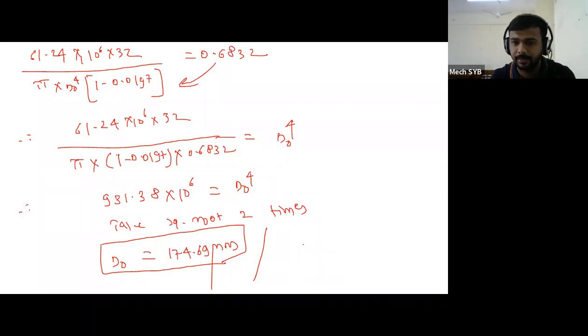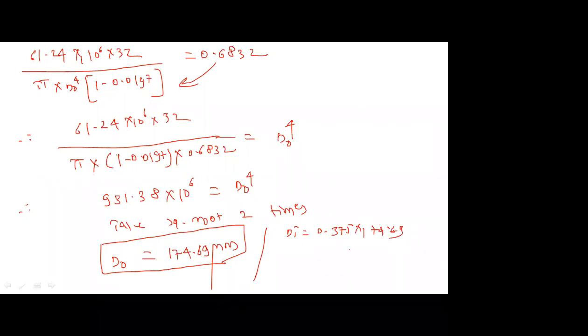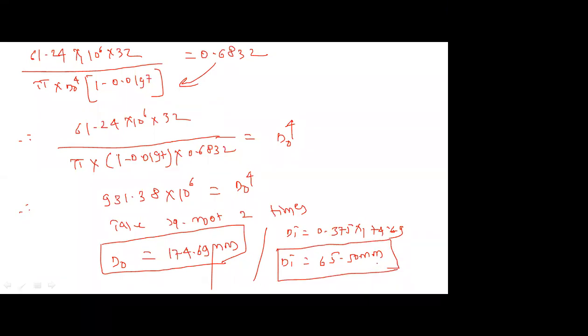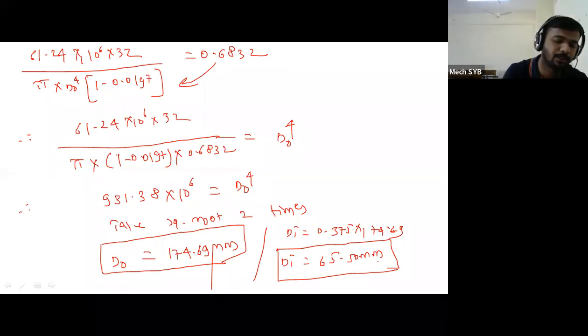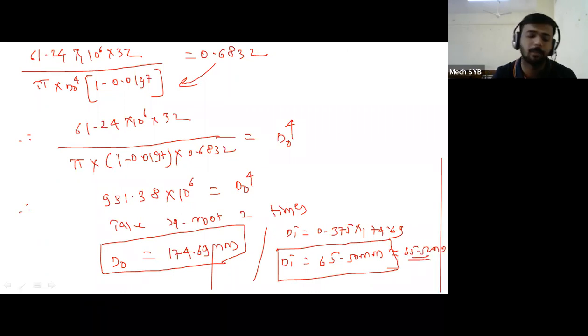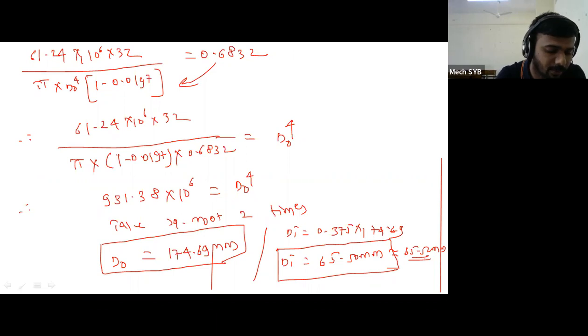And then Di is 0.375 into 174.69, which is 65.50 mm, or 65.52. Okay, no problem. 65.50 or 65.52 mm, no problem. So whatever answer you got, you send in the chat box, 65.50 or 65.52 mm or any variations, whatever you got.